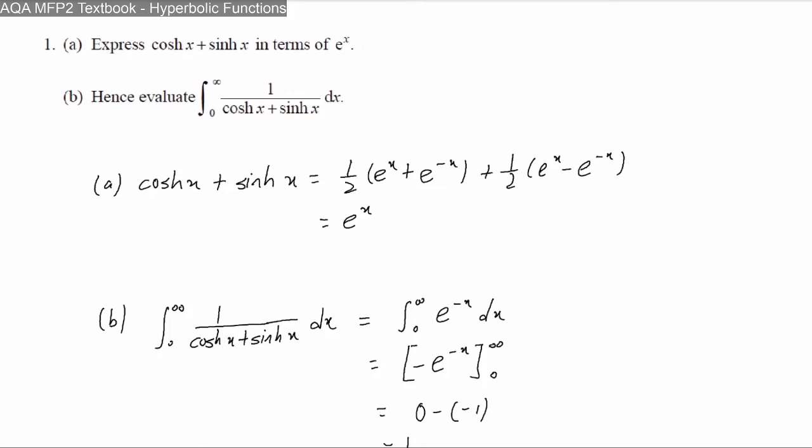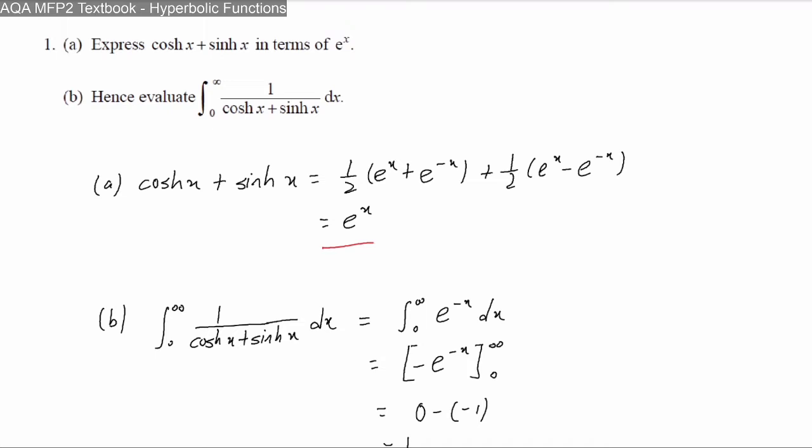Okay, hi everyone. This is to explain the questions for hyperbolic functions in the AQA MFP2 textbook. So let's look at the first one. Express cosh x plus sinh x in terms of e to the power x. For this one, by using the definition, it shouldn't be an issue for us to express it. So finally, at last, we actually get e to the power x, by using the definition for cosh x and sinh x.